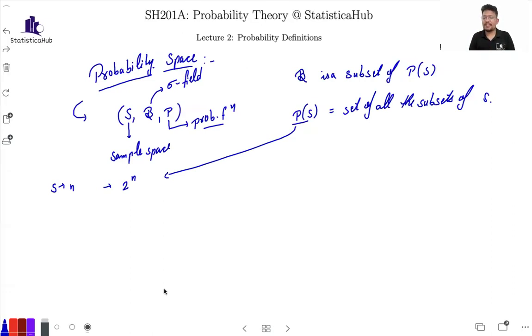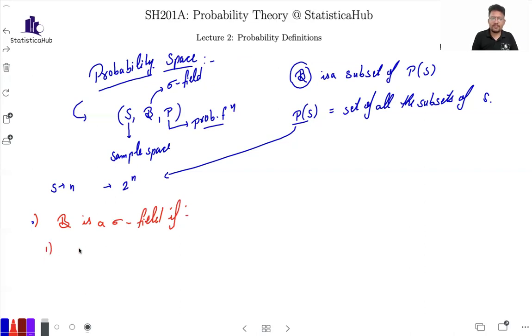And this sigma field will be a subset of the power set. Now the point is, we can have a lot of subsets of the power set. Again, you can make different subsets. So this B must satisfy some properties. Which particular subset can be considered to be the sigma field? Let's try to understand this point. This B is a sigma field if we have certain conditions.